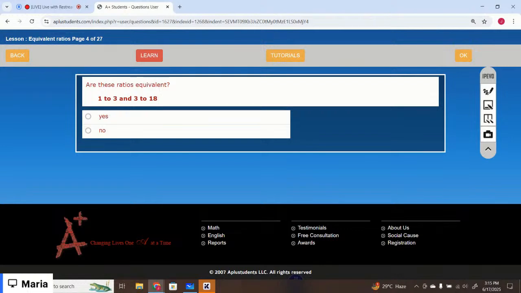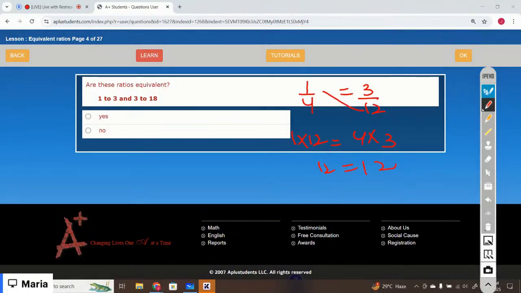Are these ratios equivalent? 1 to 3 and 3 to 18. So which is the correct option? Now in the fractional form, that is 1 over 3 and 3 over 18. Now cross multiply them to see if the two sides are equal. They are not equal. The correct option is no.